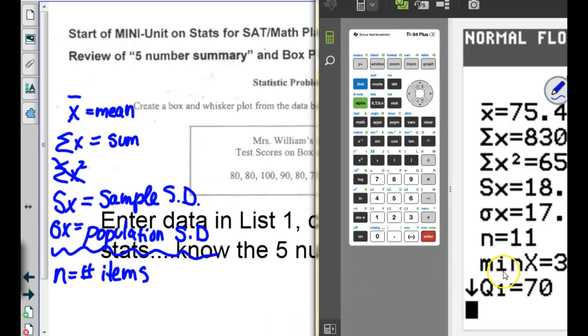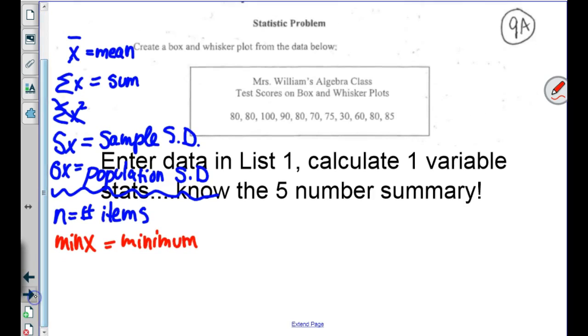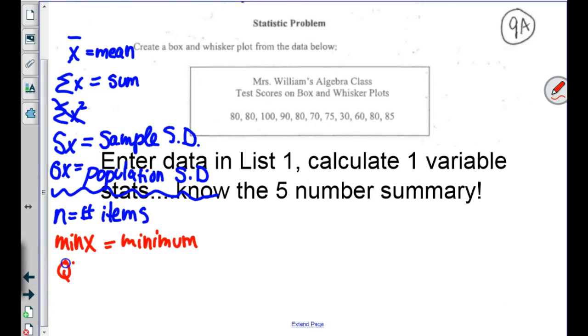The next thing down is min x. That is your minimum value that you put in. Then the next one below that is Q1, which is the first quartile, okay? That's where 25% of the data falls below that.